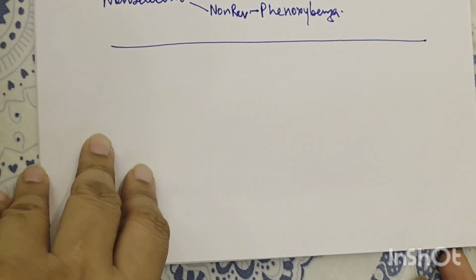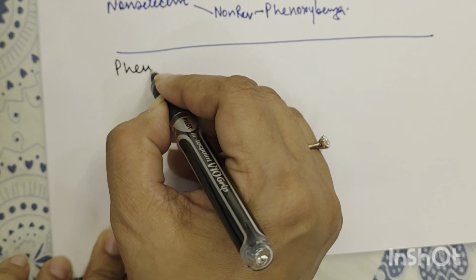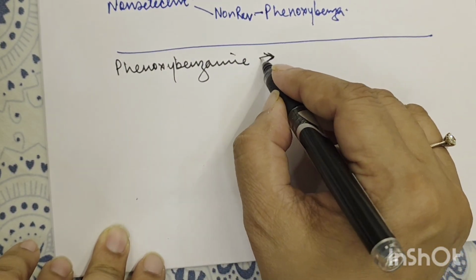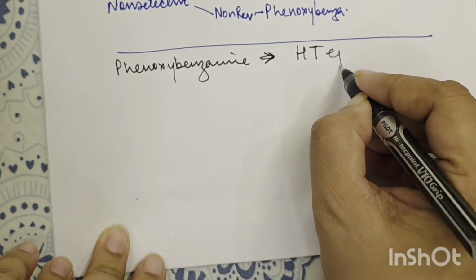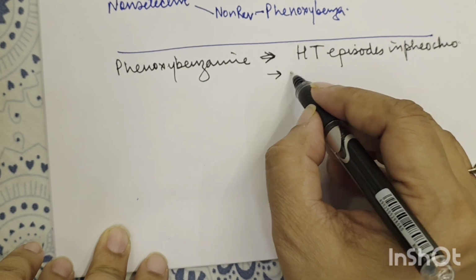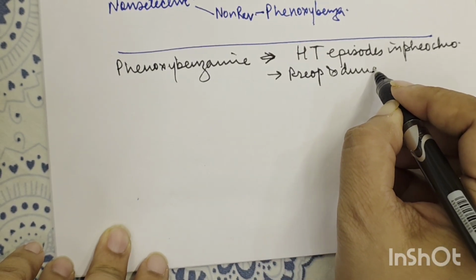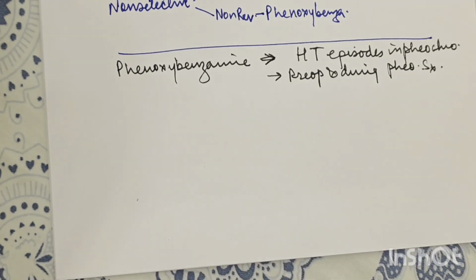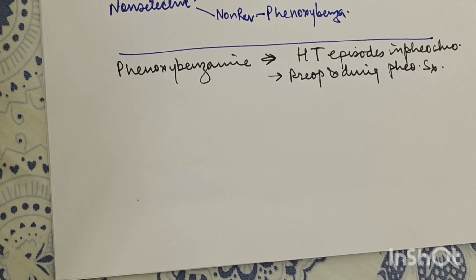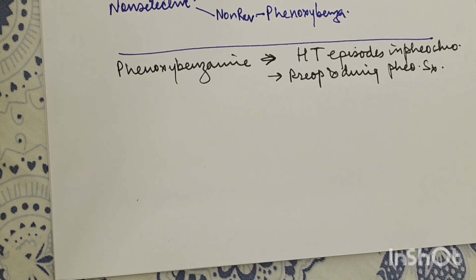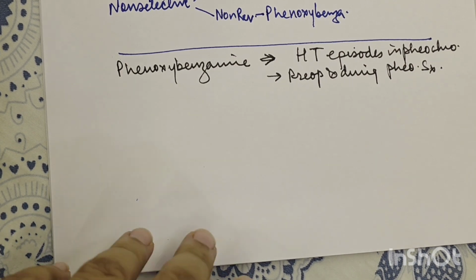Now first, the irreversible one is phenoxybenzamine. It basically forms a very strong covalent bond, and thus it is an irreversible kind of thing. It is used to prevent hypertensive episodes in pheochromocytoma. Okay, it is also used preoperatively and during pheochromocytoma surgery also. It has a lot of uses. It shifts the fluid from vascular to extravascular compartment. It reduces the amount of catecholamines that is being released, and it also maintains a lower blood volume in the system so that there is no severe hypertension on release of those extra catecholamines.